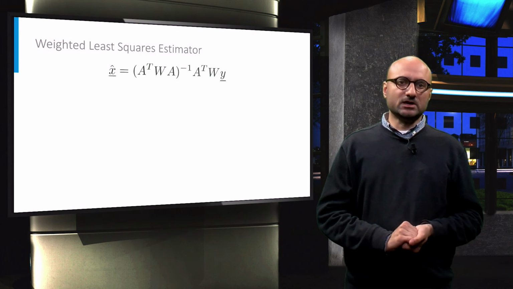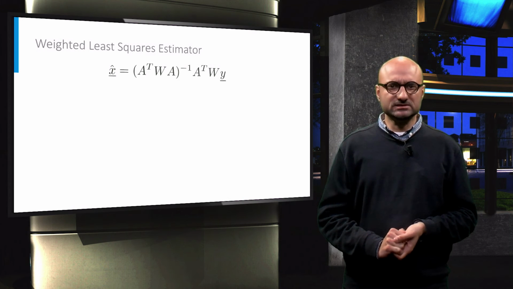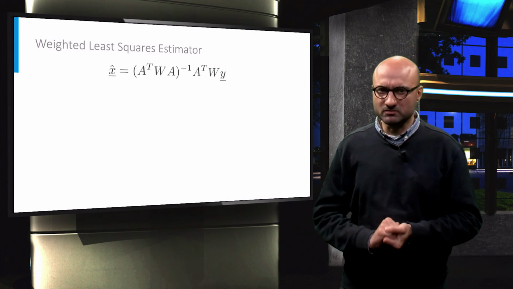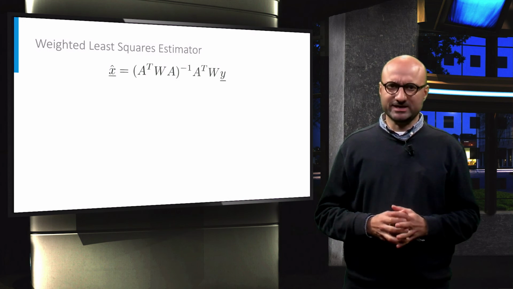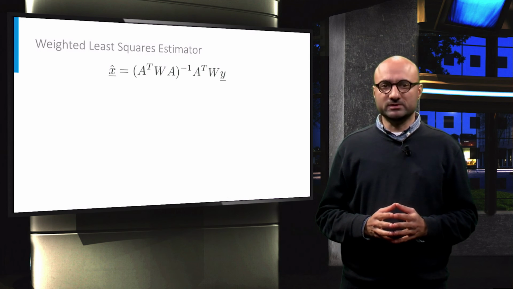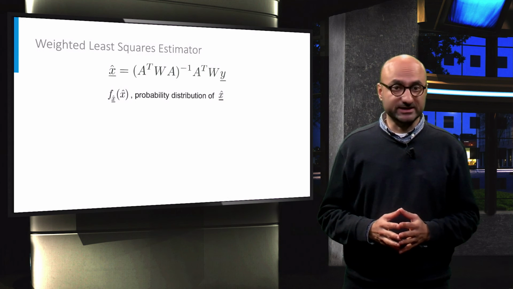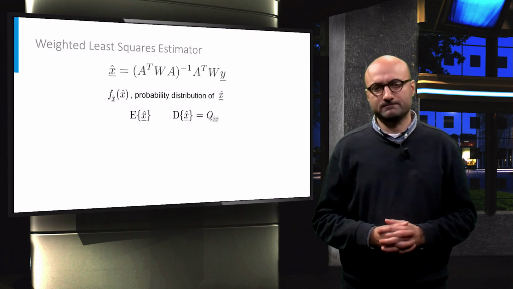Let's consider now the least squares case. The weighted least squares estimator is written as the following function of an observable vector underline y. If the estimator is stochastic, it means it has statistical characteristics. It should have a probability distribution function. It should have an expectation or dispersion in the form of the covariance matrix of x hat.